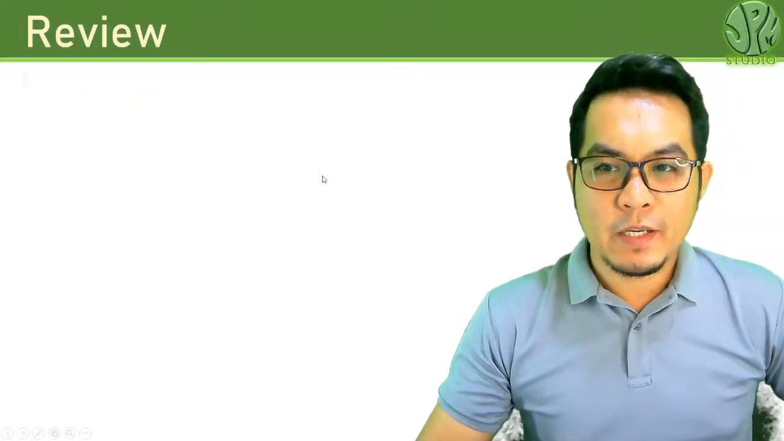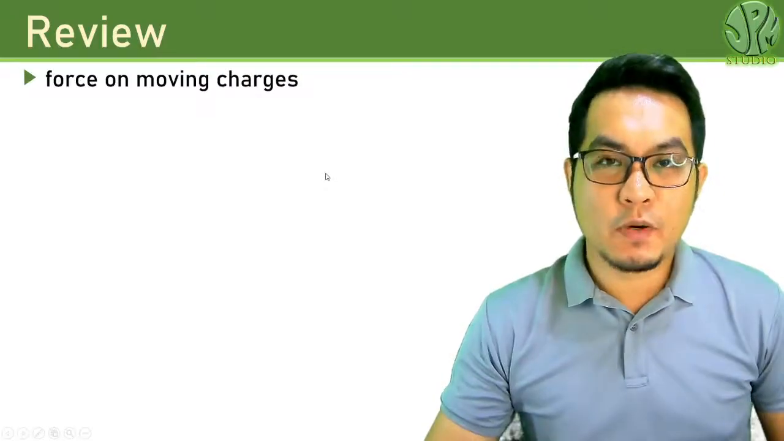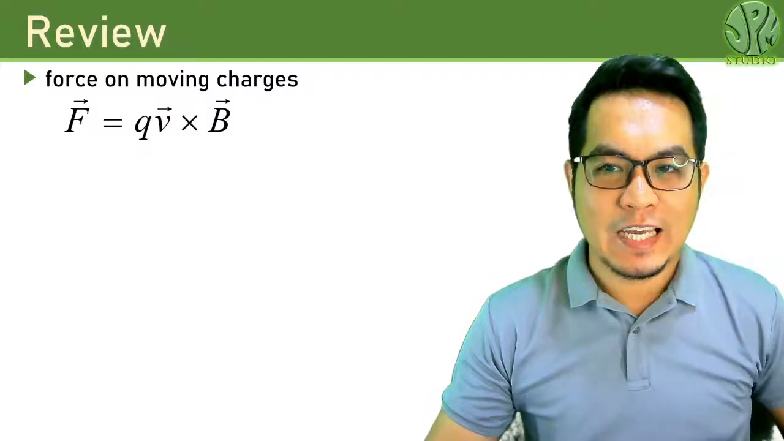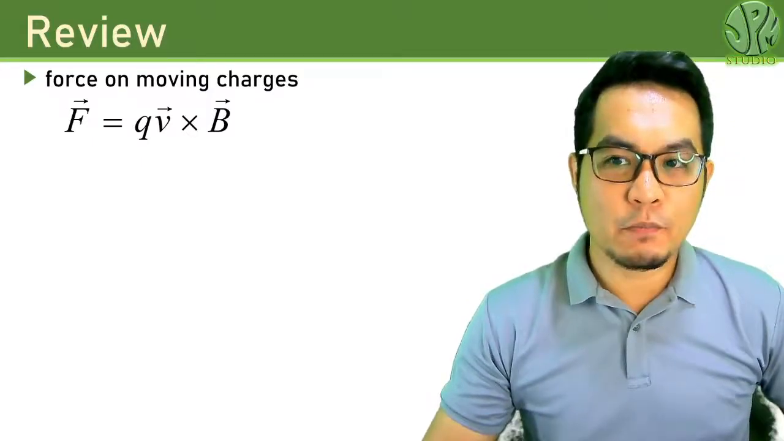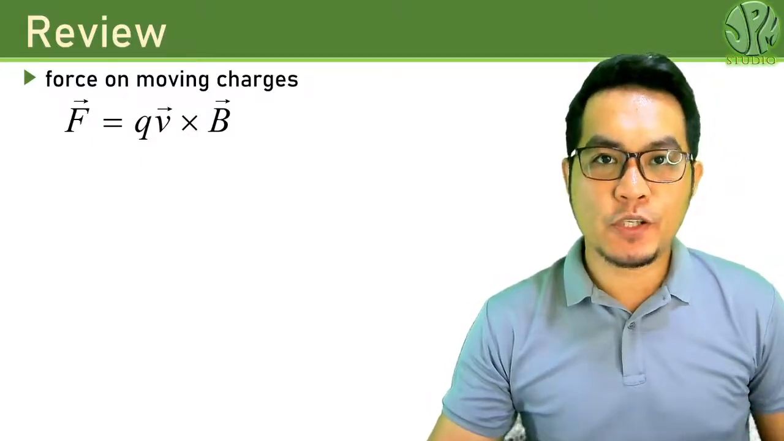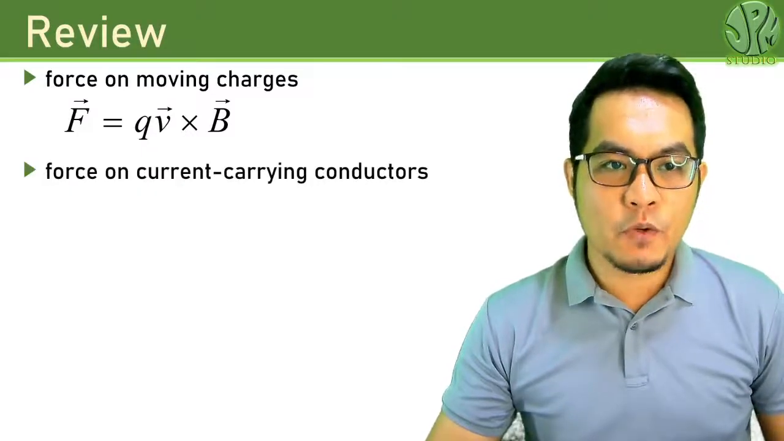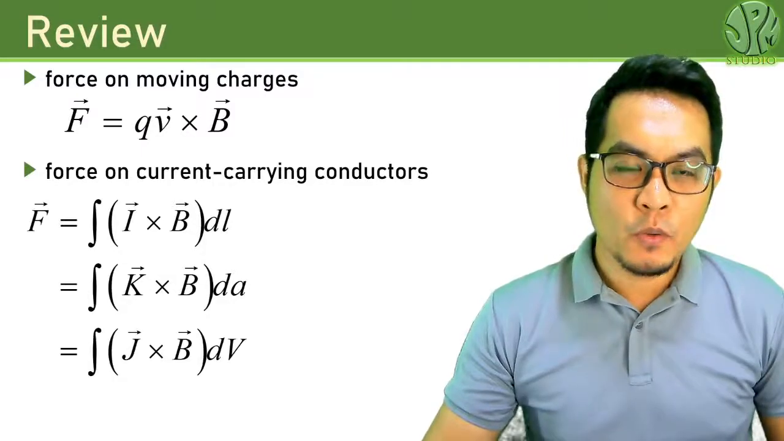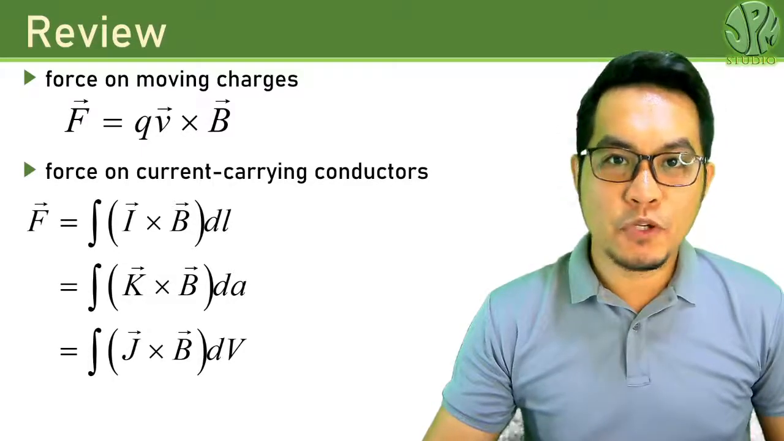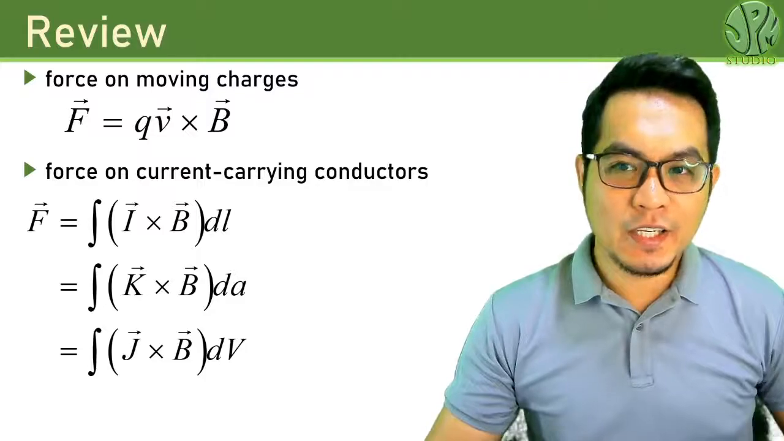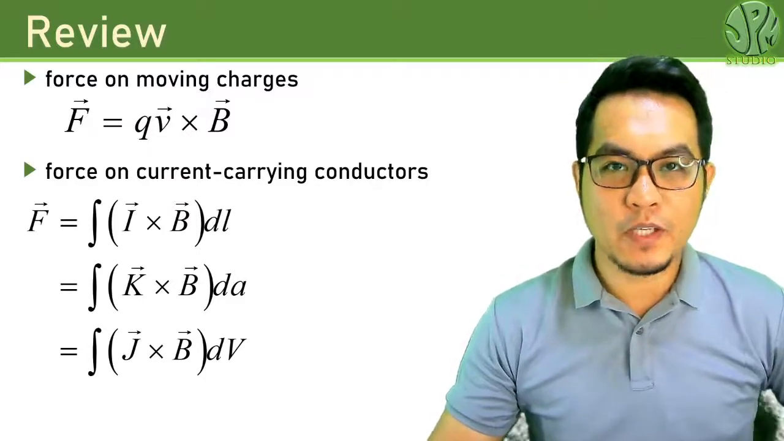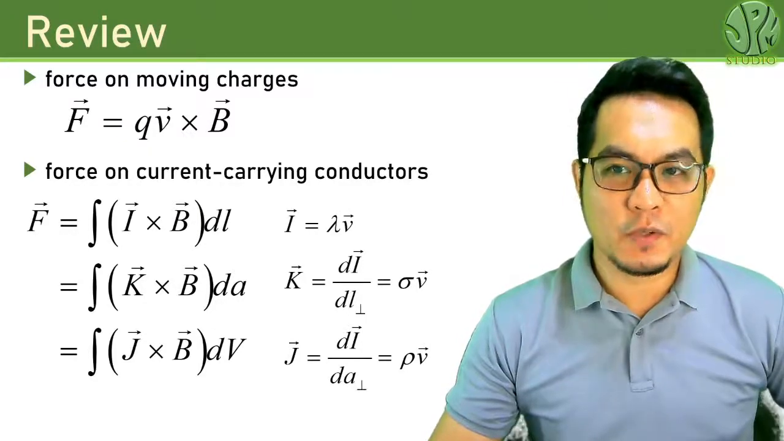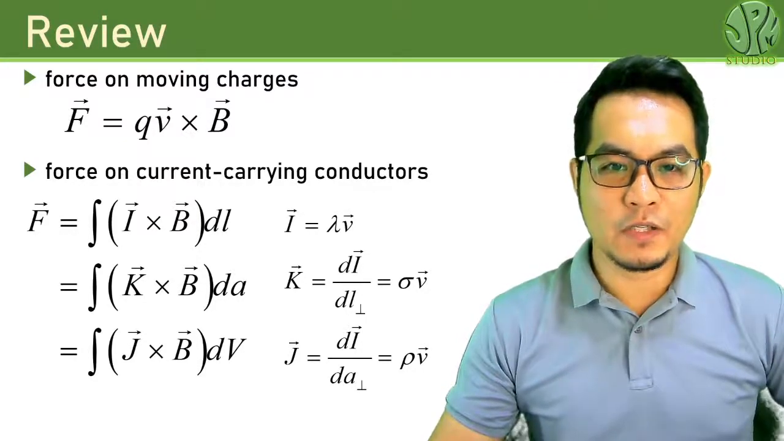In the previous lessons, we have discussed the force on moving charges. If you have a moving charge Q with velocity V, that is the force on that moving charge exerted by the external magnetic field. And if you have current carrying conductors, then the force on them will depend on the distribution of the current. If it's just a line current distribution, you will have I cross B dl. And if you have surface currents or volume currents, you have these other equations.